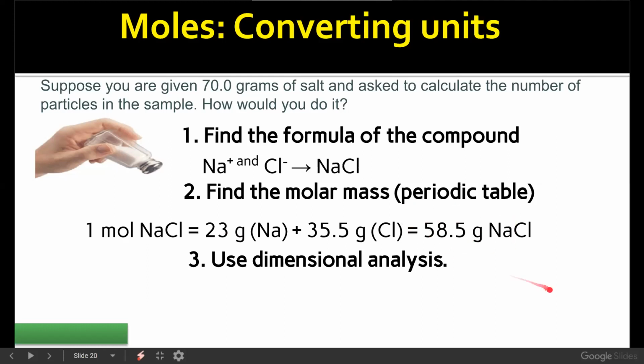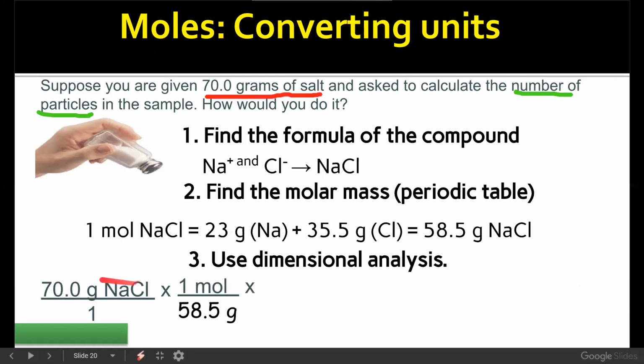Now we're going to be using dimensional analysis. We are given 70 grams of NaCl, or salt, and we're trying to find, in this case, the number of particles. So that's going to end up over here. The first thing we have to do is convert to moles.